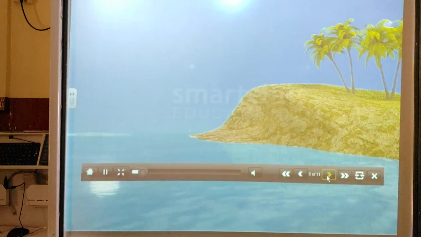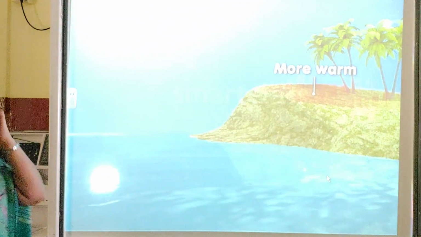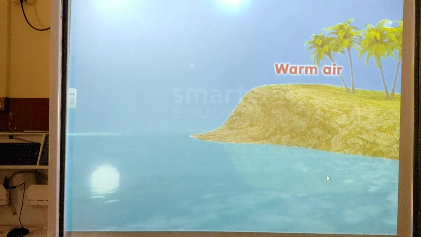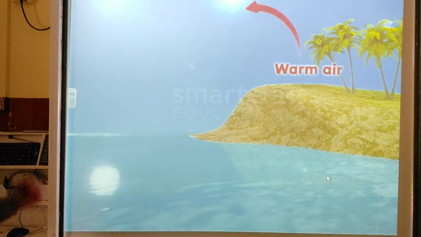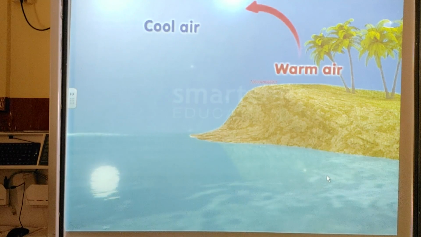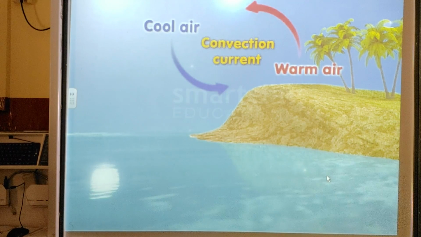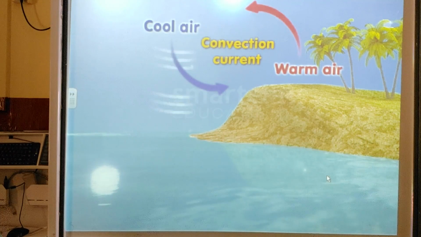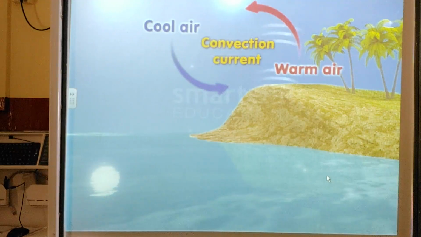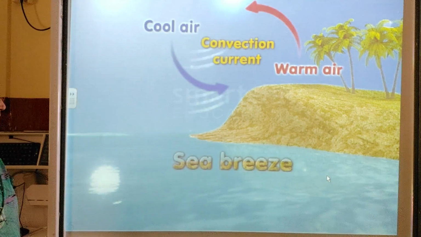During daytime, land heats up more than water. The air over the land becomes warm and rises up, and the cooler, denser air over the sea moves towards the land to replace it. This air moving from the sea towards the land is called a sea breeze.